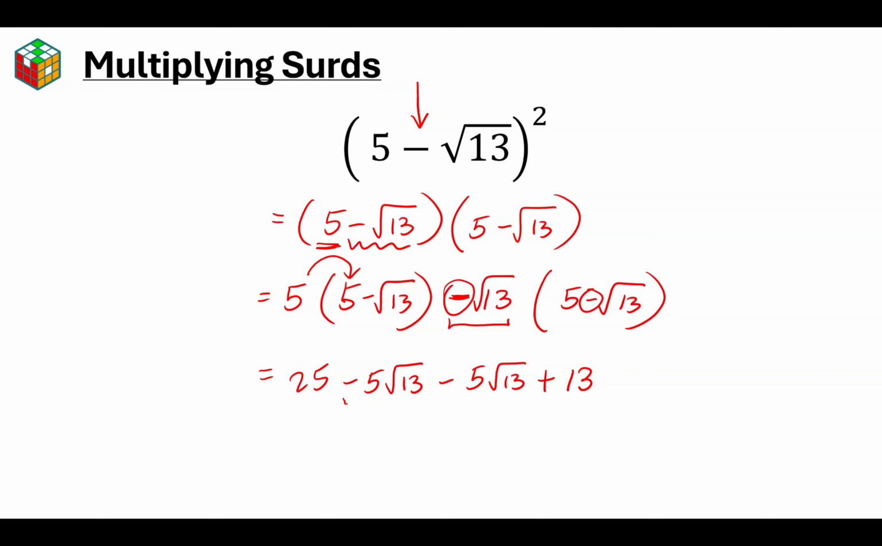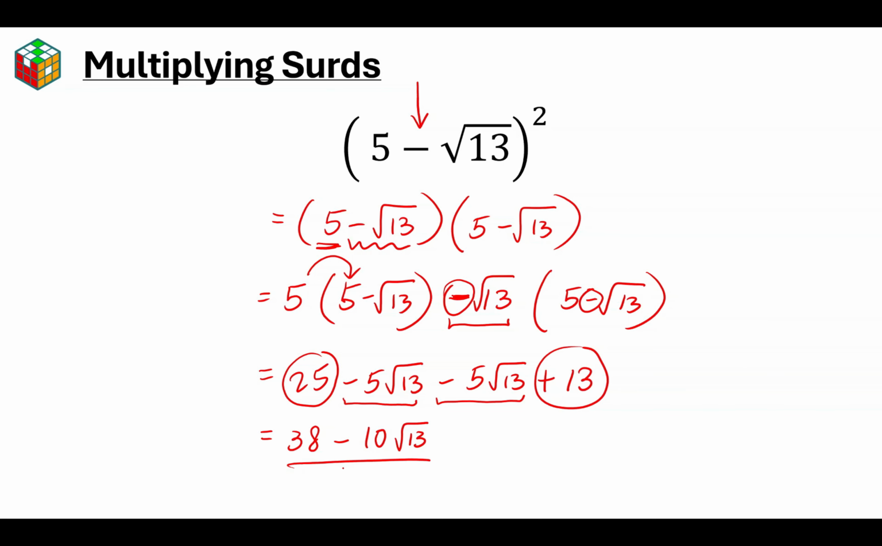Again, here they don't cancel down. It's a negative. Take away a negative, it will be more. So 25 add 13 is going to be 38. Then negative 5 root 13, take away 5 root 13 is going to be negative 10 root 13. Again, it doesn't matter which order you do it. If you do it this way, your answer should look like that.